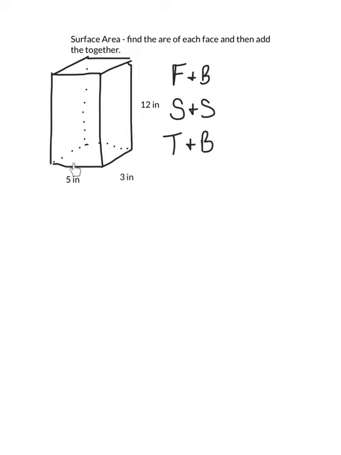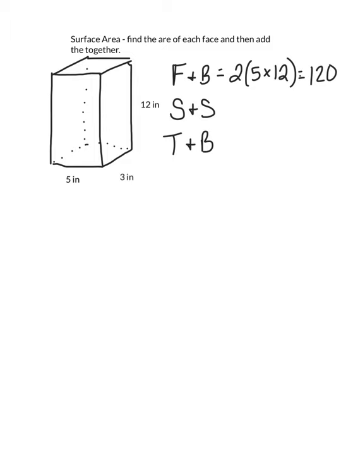I like to start with the front. Here's the front. We know it's the same as the back. The length of the front is 5 and the height is 12. So to find the area, I'm going to do 5 times 12, and then I'm going to double that because we have a front and a back. So 5 times 12 is 60, times 2 is 120.